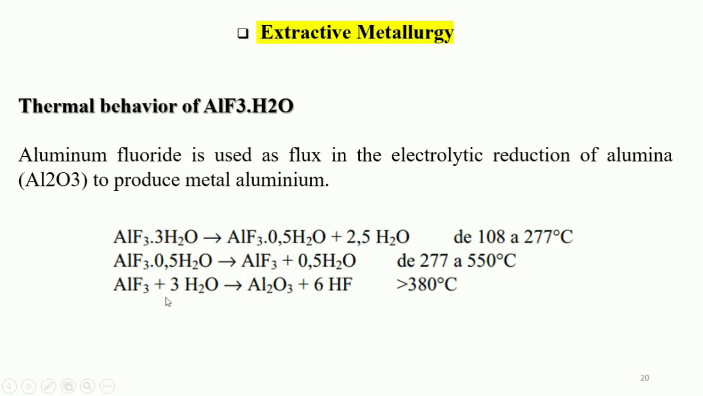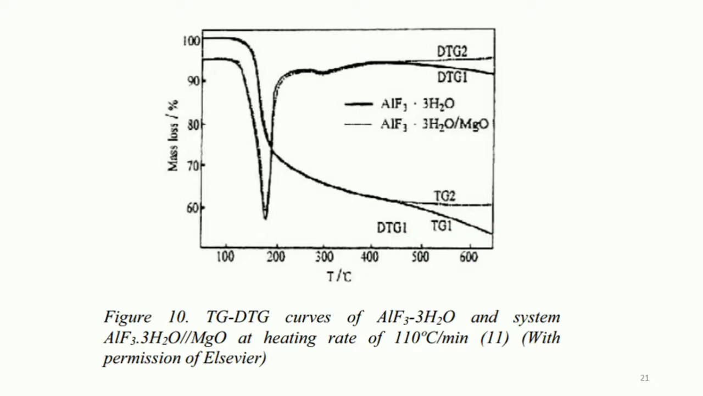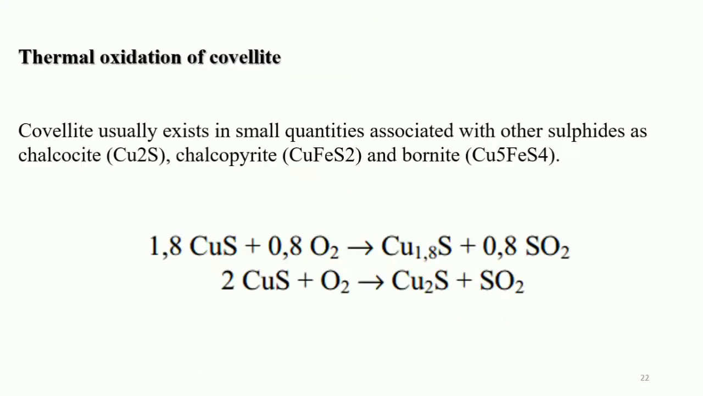The anhydrous AlF3 may combine with water molecules and change into alumina and HF, Al2O3 and HF. This is the total description of the thermal behavior of AlF3 with 3 water of crystallization, and this is the TG-DTA curves of this compound. The next topic is the thermal oxidation of covellite.